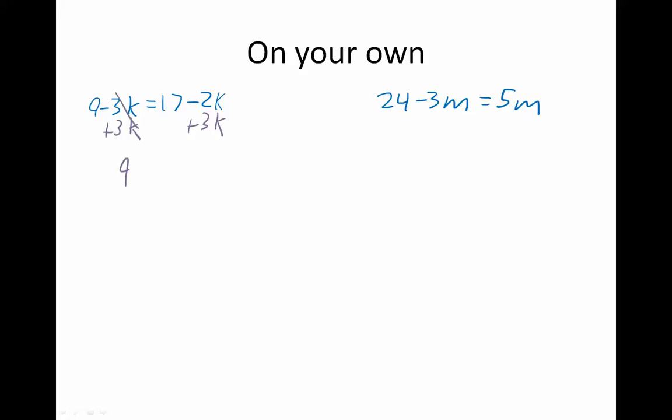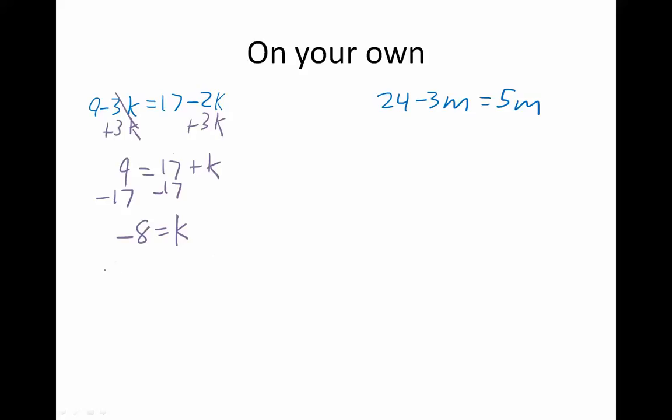This cancels, leaving 9 on the left-hand side. Then we have 17, and then negative 2k plus 3k makes plus k. Again, I have an equation with just the variable on one side now. I'm undoing it. Positive 17, subtract 17. I'm going to subtract 17 over here, and that's going to give me negative 8 equals k.